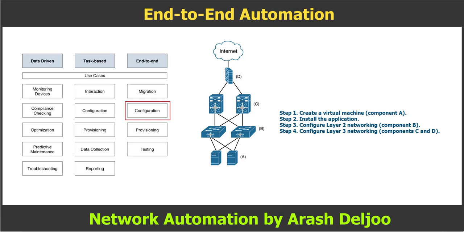Using the data center topology that you can see in this figure, you need to take these steps to achieve the goal. Step 1, create a virtual machine, component A. Step 2, install the application. Step 3, configure layer 2 networking, component B. And step 4, configure layer 3 networking in component C and also component D. These steps are simplified, of course.